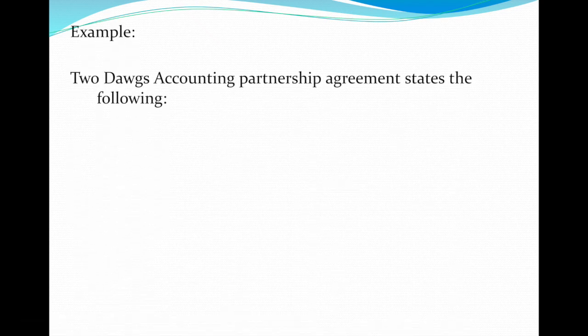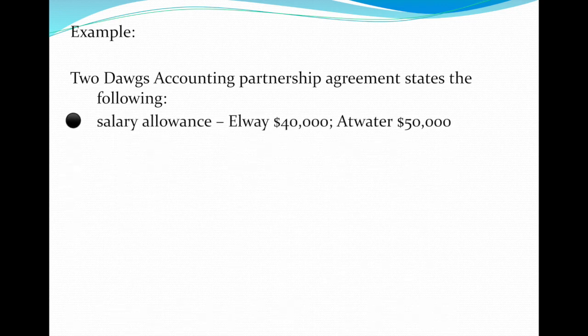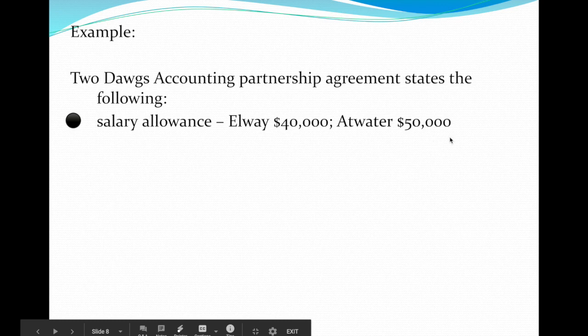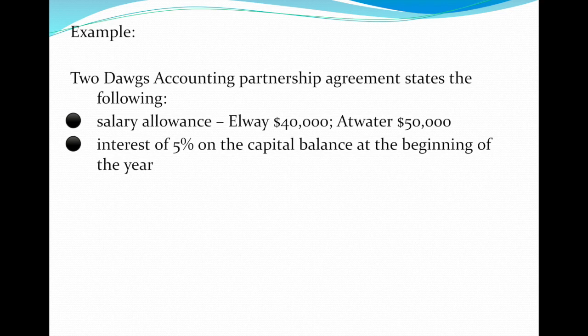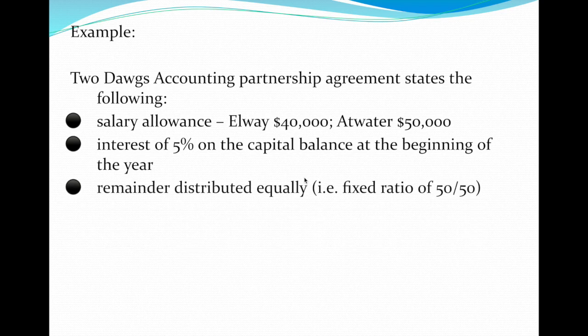So, for example, the Two Dogs accounting partnership agreement states the following. Salary allowance: Elway gets 40 grand, remember these guys? And Atwater gets 50 grand. So for whatever reason, Atwater gets more. Maybe he brings more to the table. Maybe he works harder. Who knows? So they get an interest of 5% on the capital balance at the beginning of the year. Now, the capital balance is their individual capital balance. Just FYI. The remainder is distributed equally, fixed ratio, 50-50.